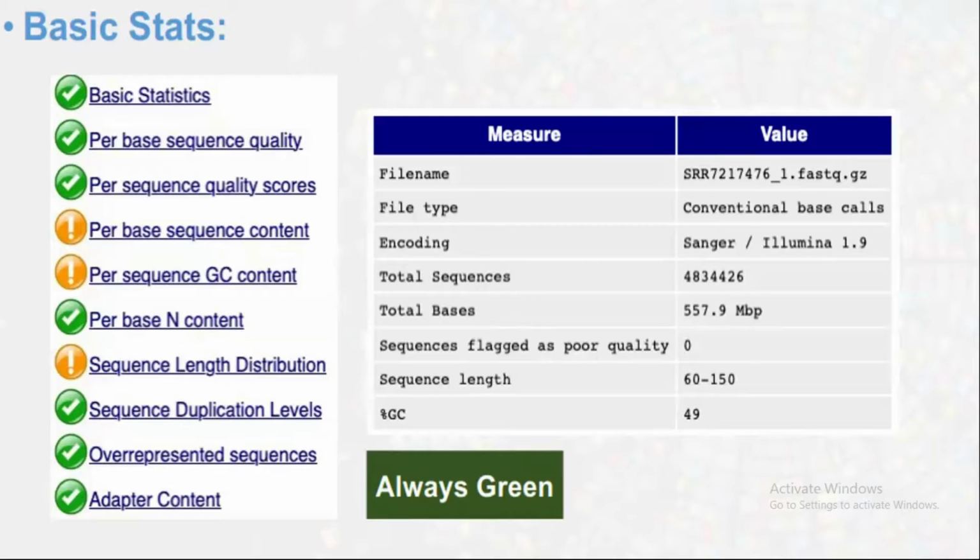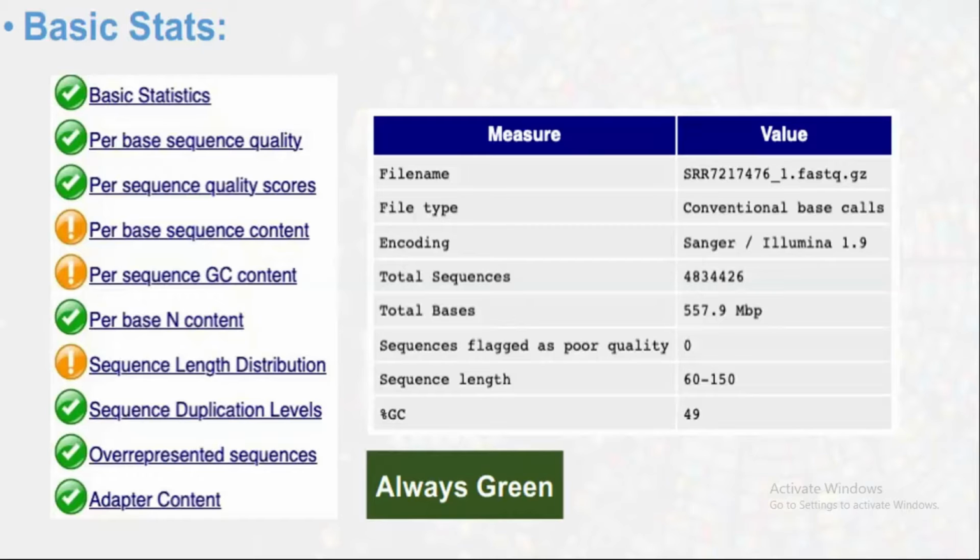The bases are basically adenine, guanine, cytosine, and thymine. After that, the sequence flag is poor quality. Basically, it does not have any poor quality sequences. When you are dealing with raw data, it should contain some poor quality reads. If it has already been pre-processed by the company, then there will be no poor quality reads.